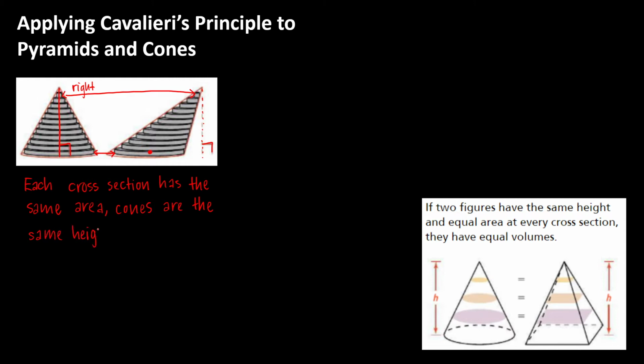In our previous lesson, when we talked about Cavalieri's principle, it said that if all of the cross-sectional areas of the figure are the same, and the bases have the same area, they are the same height, we know that those figures have the same volume. The same concept applies to cones and pyramids. If two figures have the same height and equal area at every single cross section, then they have equal volumes. Looking at this pyramid compared to this cone, the purple cross section is theoretically the same area as the matching cross section on the pyramid. Same with the orange cross sections and the yellow cross sections. Both of the figures are the same height, their cross-sectional areas are the same, they have the same volume.